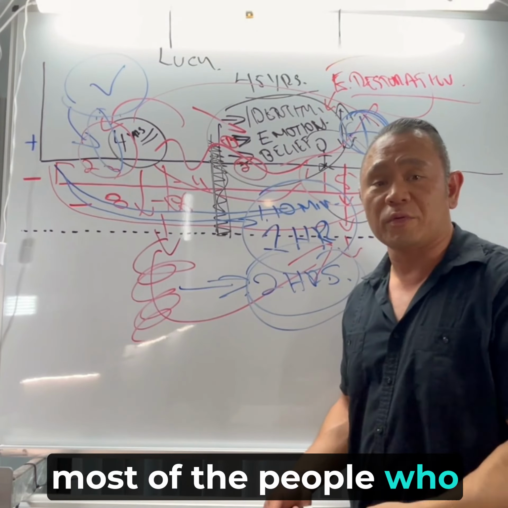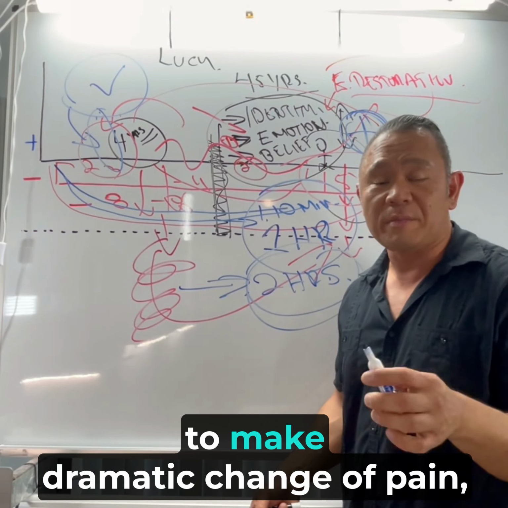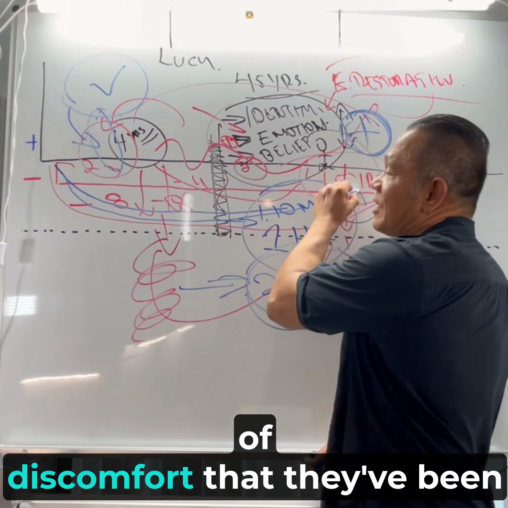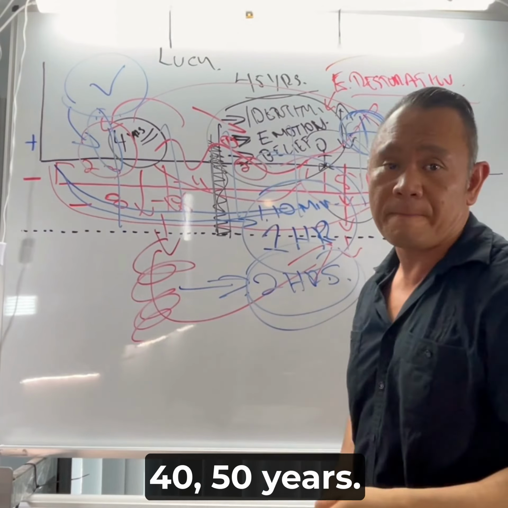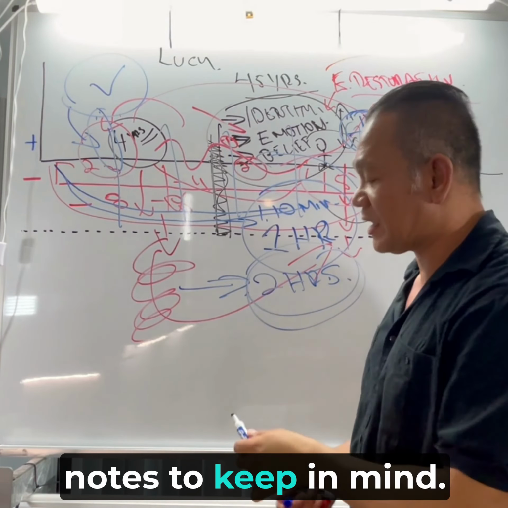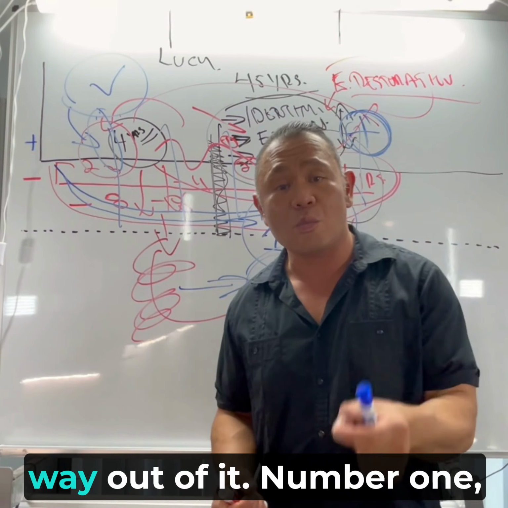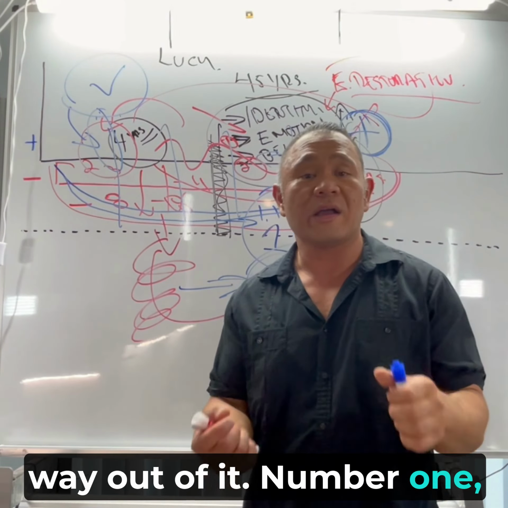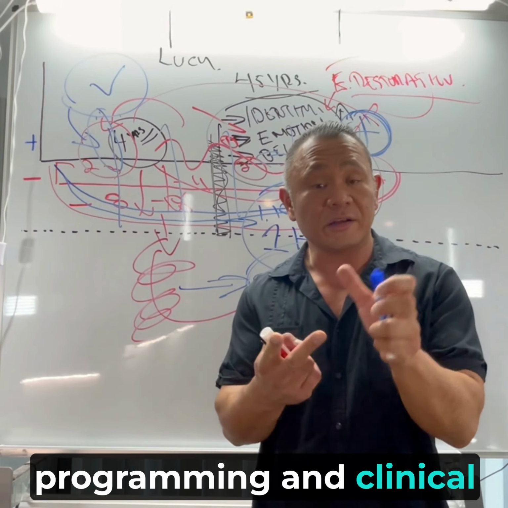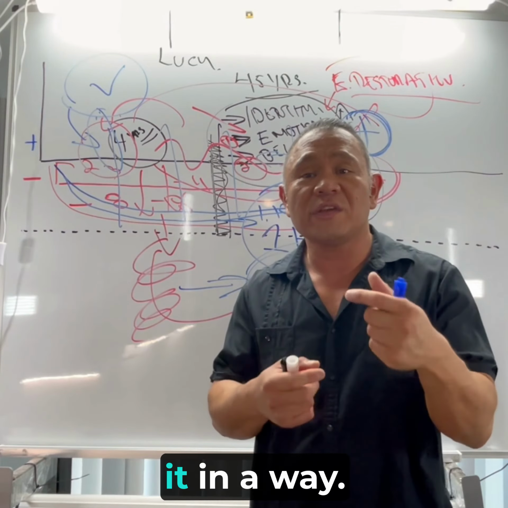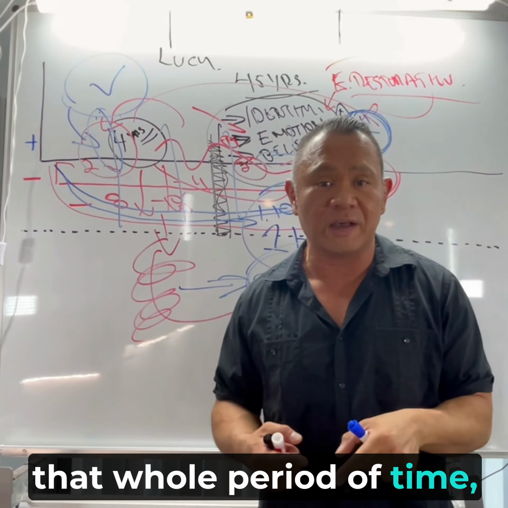In fact, most of the people who I work with today, they average about 2 hours, sometimes up to 3 hours, to make dramatic change of pain, of discomfort that they've been carrying with them for 10, 20, 30, 40, 50 years. So in closing, a couple of notes to keep in mind. If you're going through that kind of struggle right now, I want you to know there is a way out of it. Number one, you need a practitioner who understands neuro-linguistic programming and clinical hypnosis and performs it in a way that helps you understand that you are fully in control during that whole period of time.